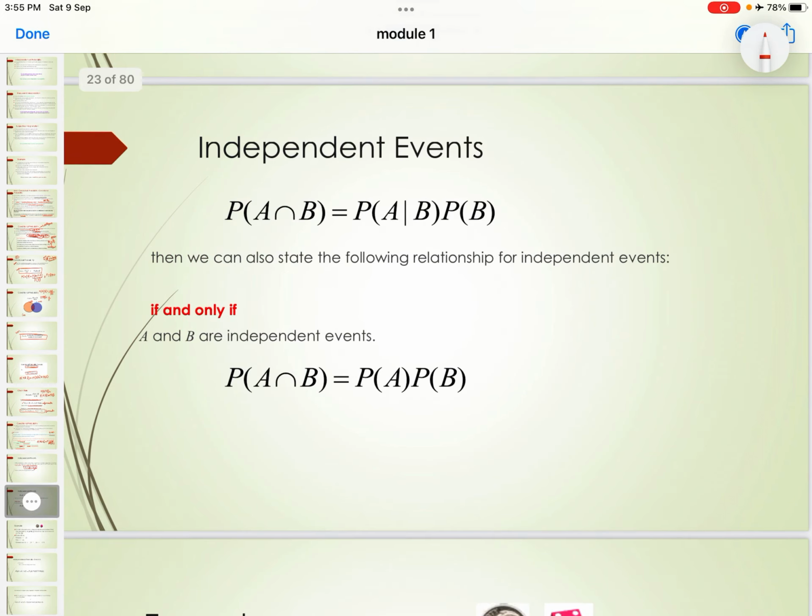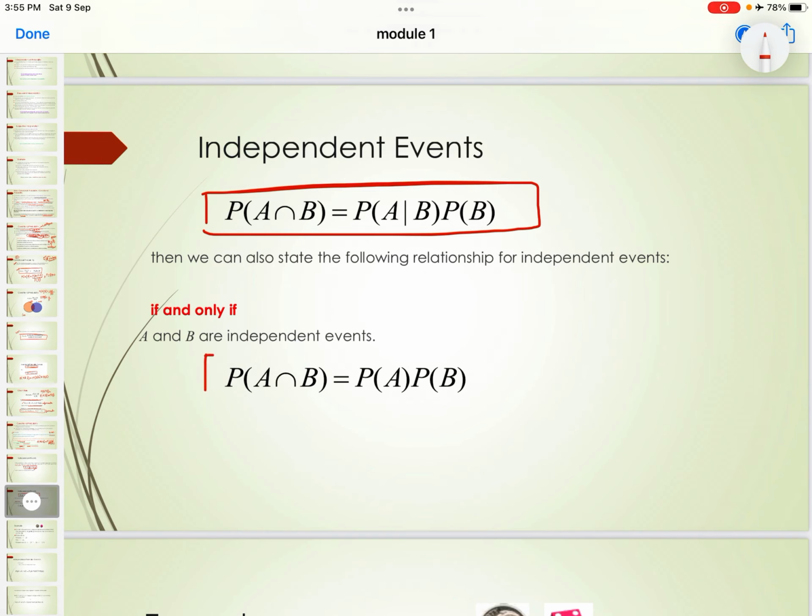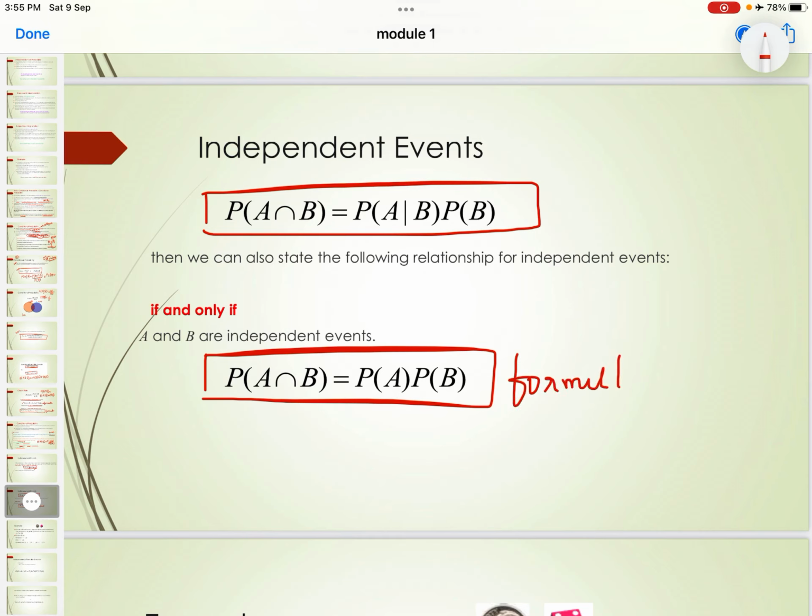Now, for independent events, P of A intersection B is equal to P of A given B into P of B. If this holds, then we can state that for independent events, P of A intersection B is equal to P of A into P of B. So this is the formula for independent events.